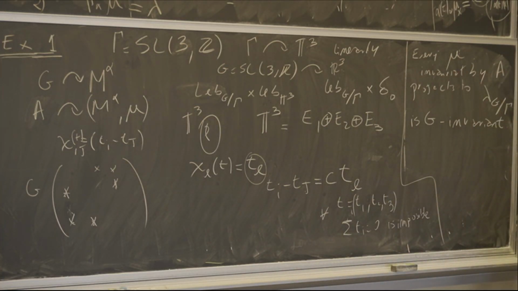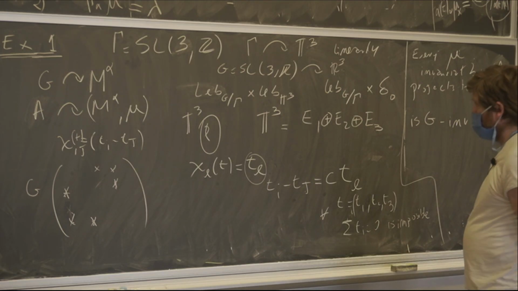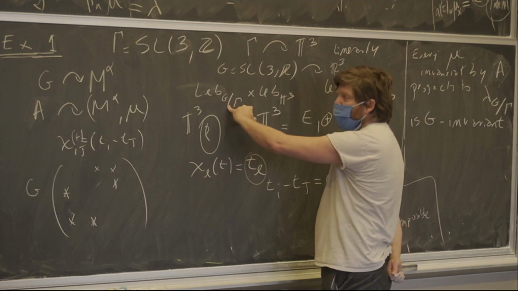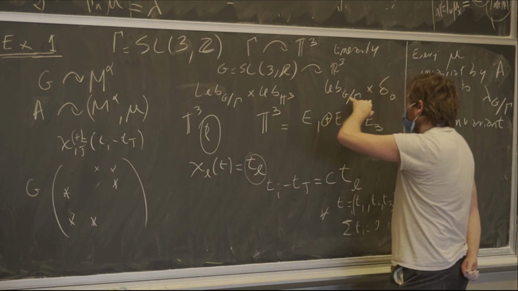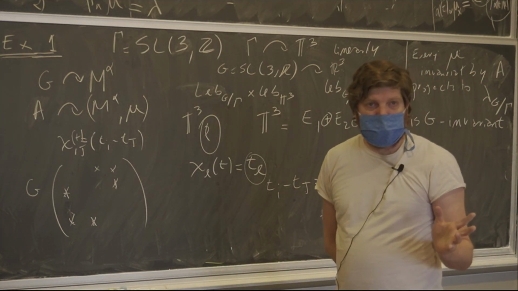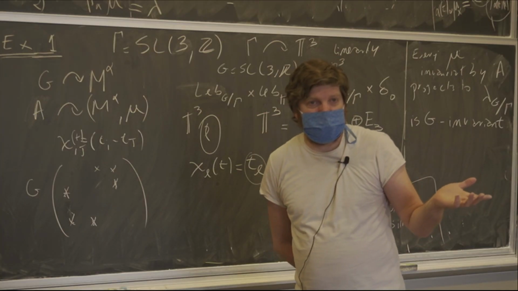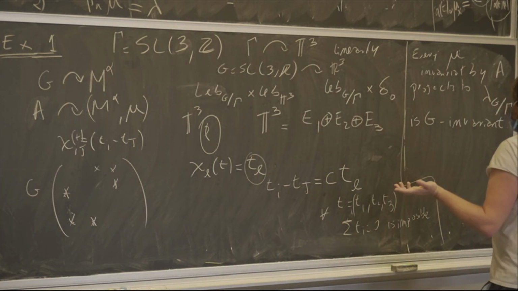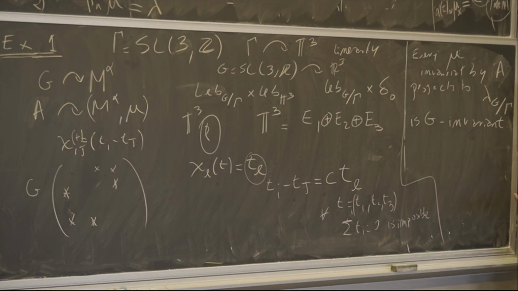And now I said something which was wrong, but luckily I didn't write it. So I told you, you had this measure, and you have this measure, and I said there are other measures. But actually there are no other measures. These are all of them. And it's just this statement. This measure is G invariant.